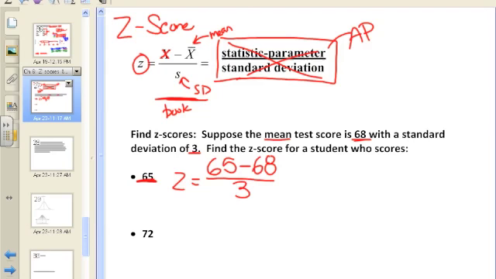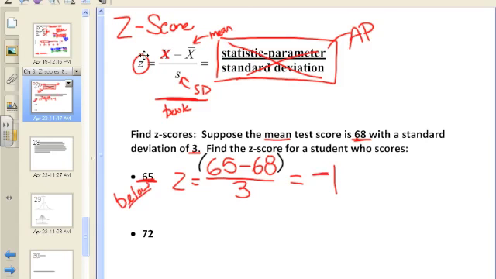Now, please be very careful when you type this into your calculator. If you type it in just the way it looks, you're going to run into some problems because of the order of operations. So subtract first, divide second, or possibly use parentheses. And you should get an answer of -1. Now, negative. Well, notice this student, 65, the mean was 68. This student scored below average. We're representing below with a negative. All right, let's check out another one.